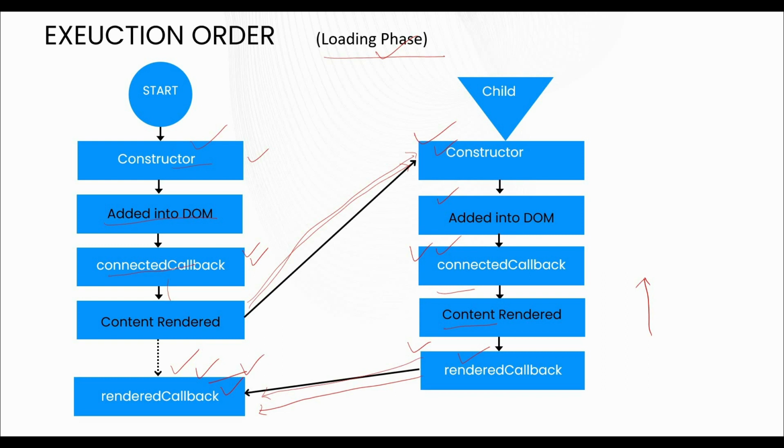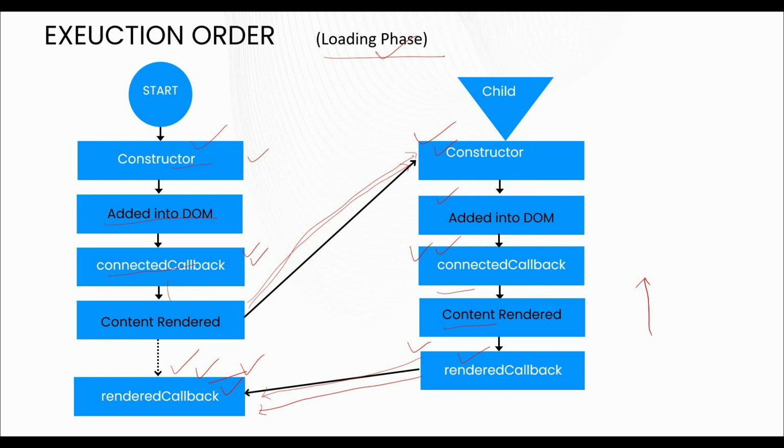Okay. Now you might be thinking why renderedCallback executes from bottom to top. The reason behind this is that the child component is also an element added in the parent, and you know the renderedCallback method will get called when all the elements are rendered. So without rendering the child, how can we say that the parent component is completely rendered, right? So first all the child components will render and then the parent will be considered as rendered.